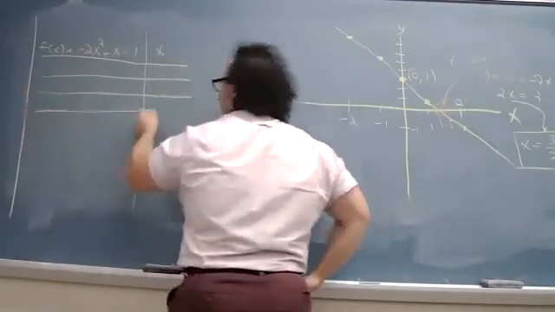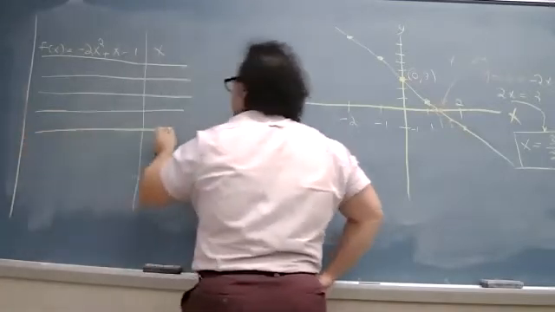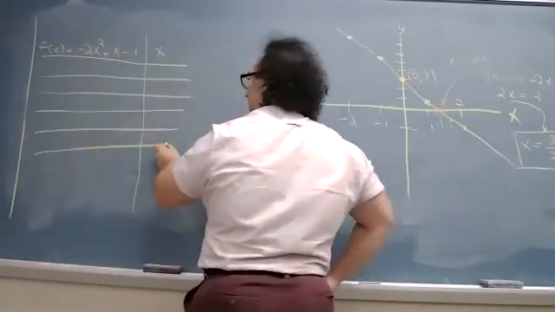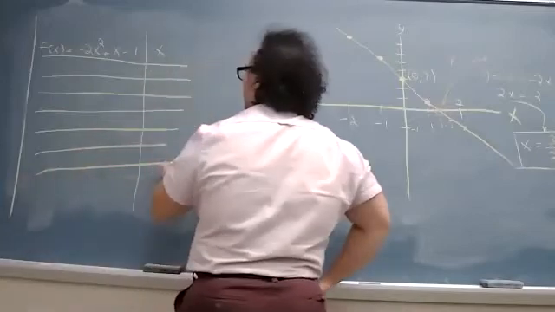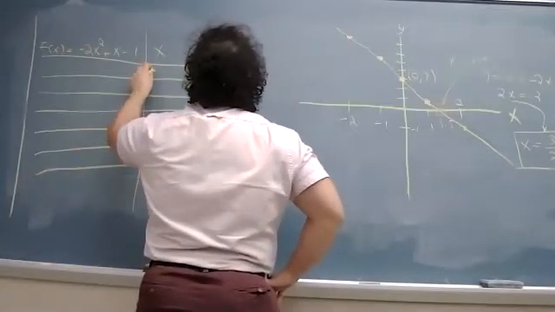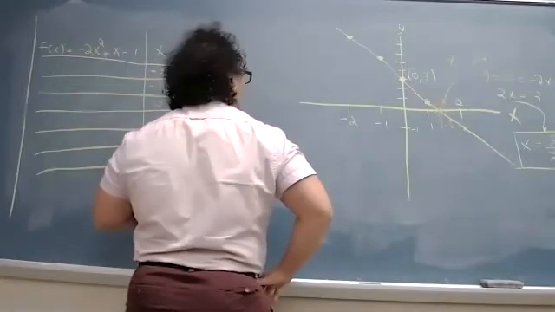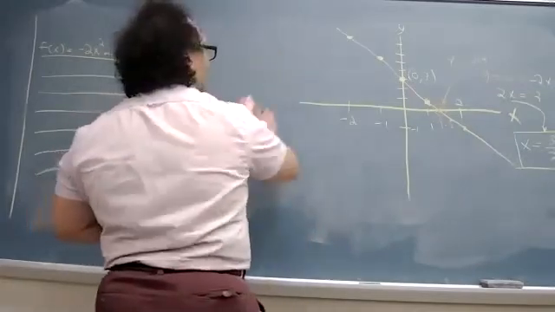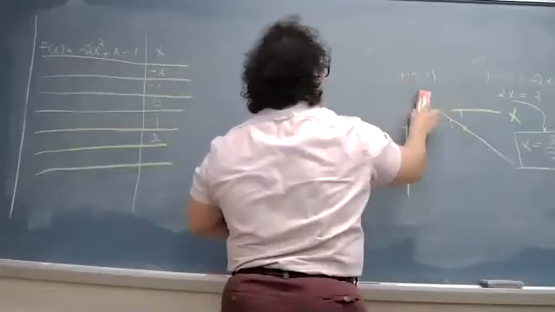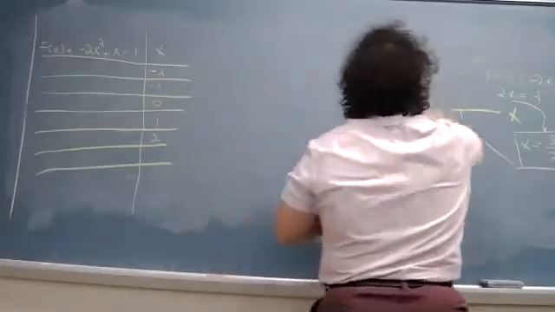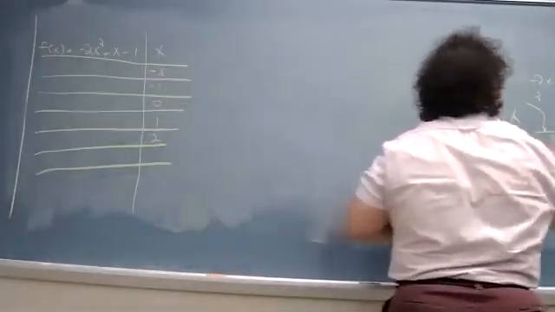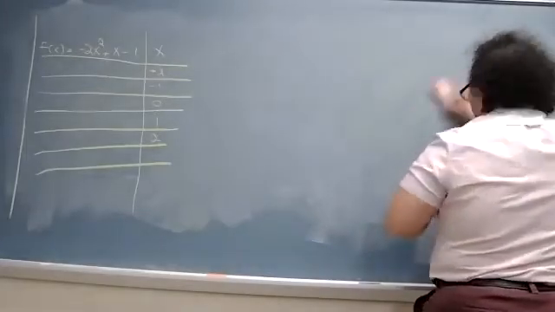So what we'll do is we'll pick some values to plug into this equation and see what the function evaluates to. So we'll pick our favorite values, negative 2, negative 1, 0, 1, 2, and we'll see what this function evaluates at these values. All right.